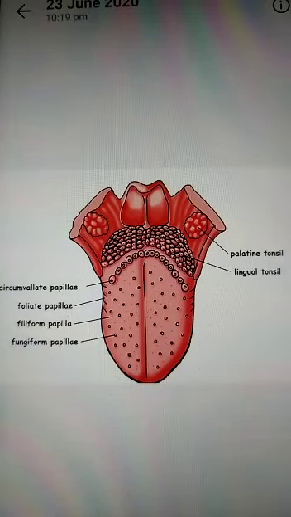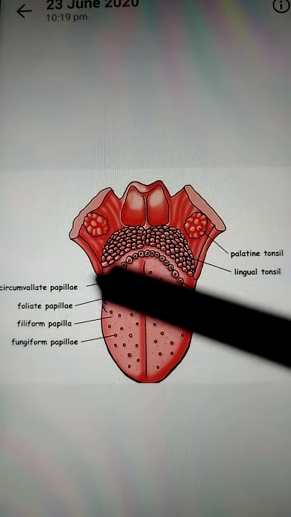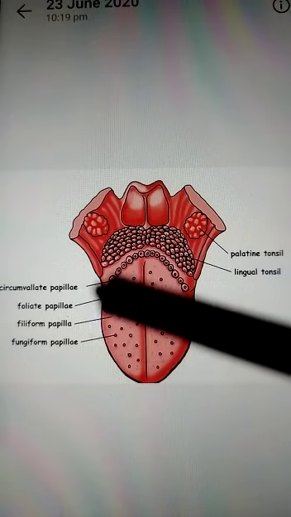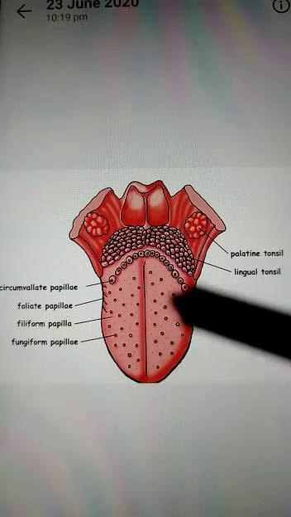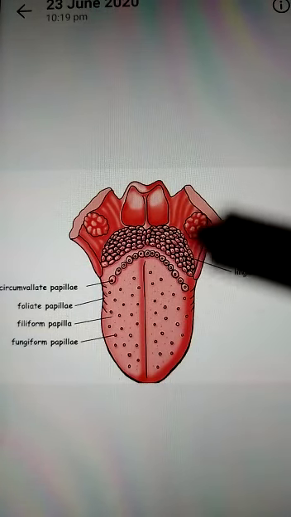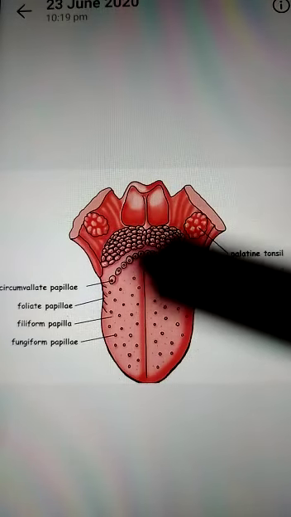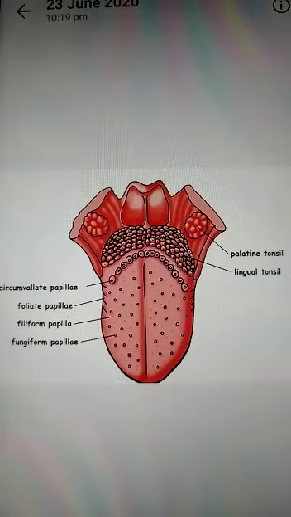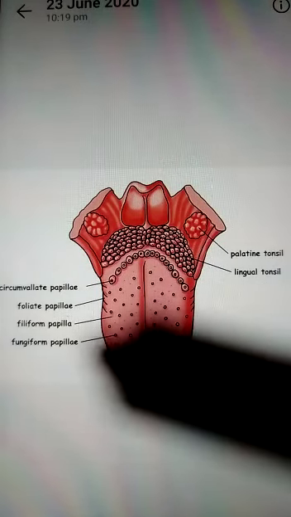So with respect to the coordination unit, this is the second activity. In the diagram you can observe the different parts of the tongue. These are basically the taste buds, different kinds of taste buds which are situated on the tongue. The last ones, which are bigger in size, are cup shaped and are known as circumvallate papillae, and the second one is foliate papillae, this is filiform papillae, and this is fungiform papillae.